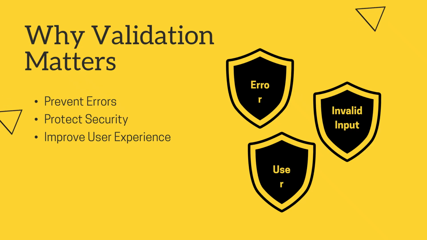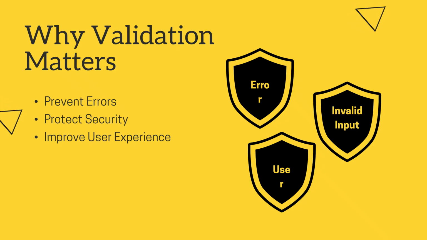One, preventing errors. Without validation, your program may break when it encounters unexpected input. For example, dividing by 0, using letters where numbers are required, or storing data in the wrong place. The second one is protecting security. Bad input can be a doorway to security risks. For example, hackers might deliberately enter strange characters to break into the system. Validation helps protect against this.